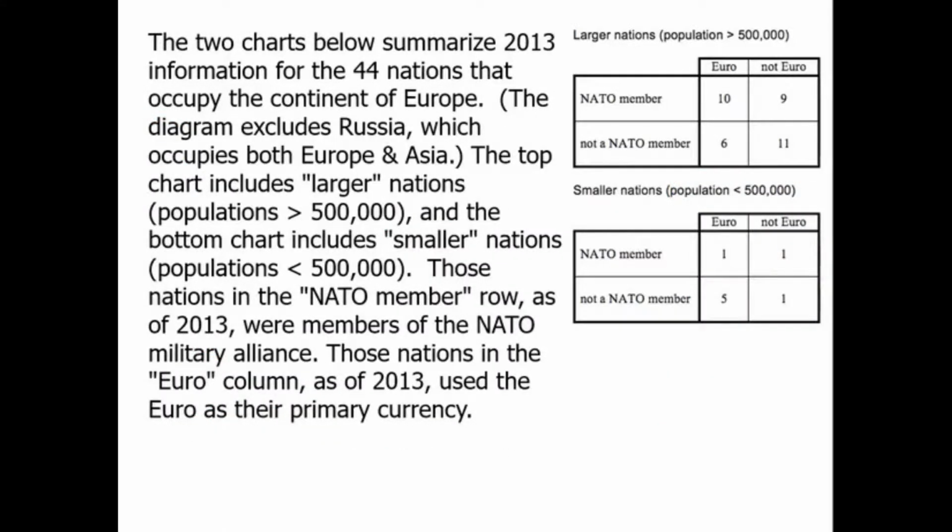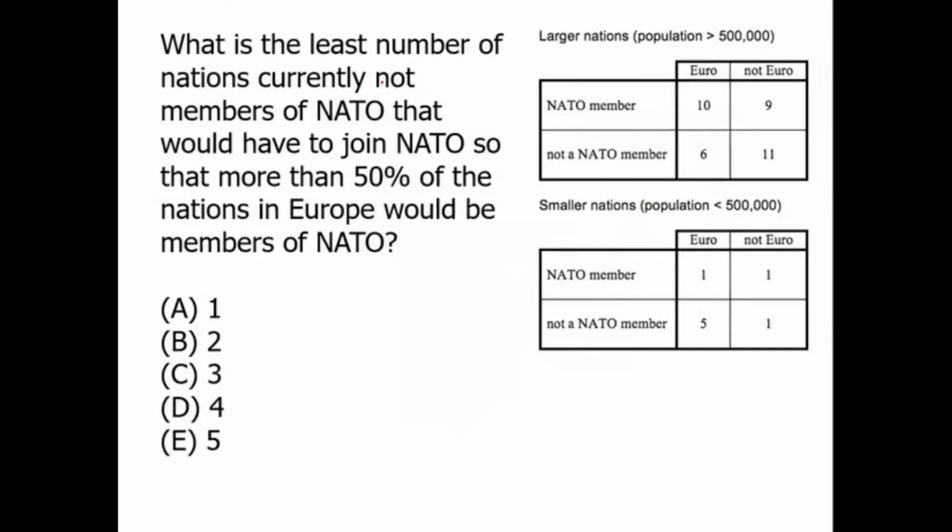Here we have the 44 nations of Europe, classified according to larger or smaller nations, whether their population is above or below 500,000, and whether they are NATO members and whether they use the euro. So this particular question is very interesting. What is the least number of nations currently not members of NATO that would have to join NATO so that more than 50% of the nations in Europe would be members of NATO?